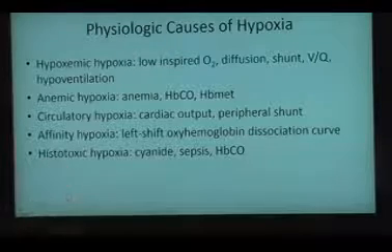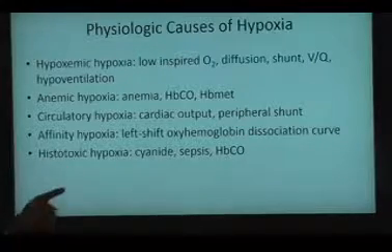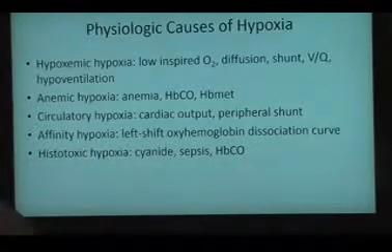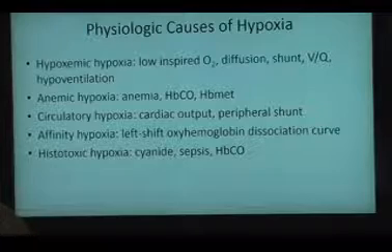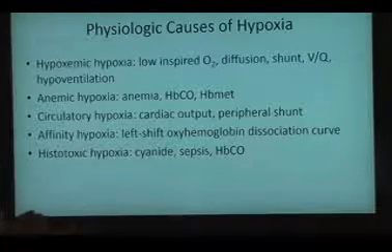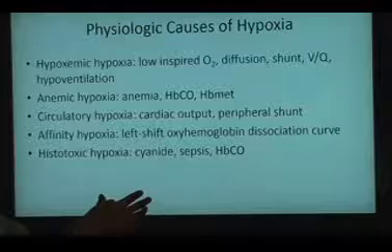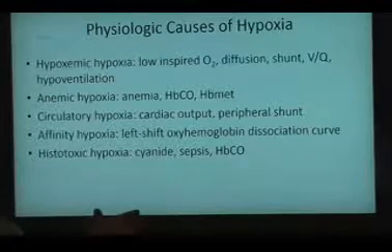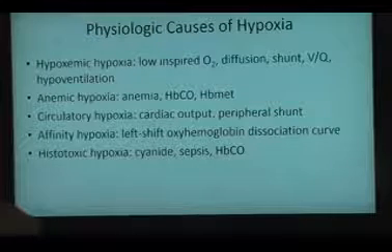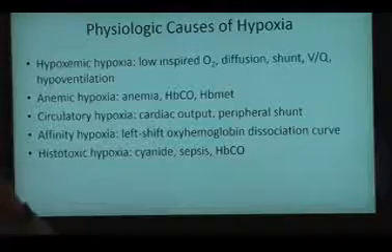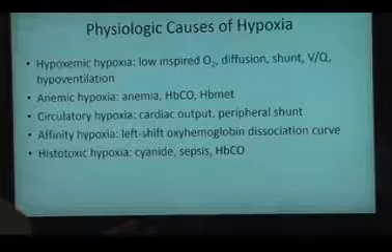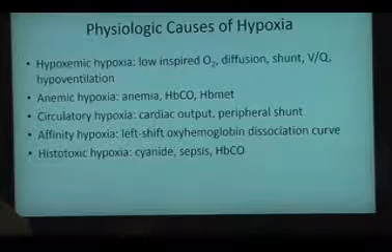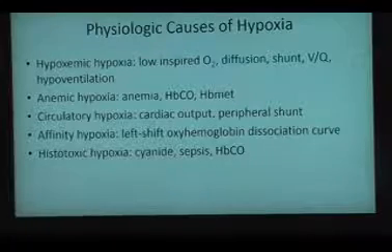And then the one that is not in a lot of textbooks is affinity hypoxia, which is the result of a left shift of the oxyhemoglobin dissociation curve. Earlier I said that if the O2 dissociation curve shifts to the left, the hemoglobin holds onto its oxygen more tightly. The implication is that it doesn't release its oxygen to the tissues and can cause hypoxia. So severe alkalosis, for example, can cause tissue hypoxia because hemoglobin does not release oxygen as well to the tissues.